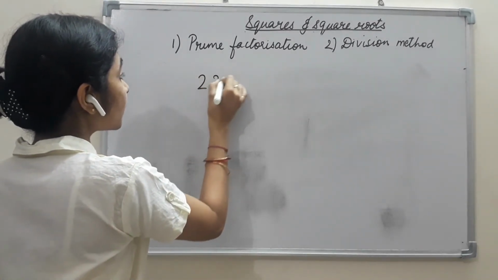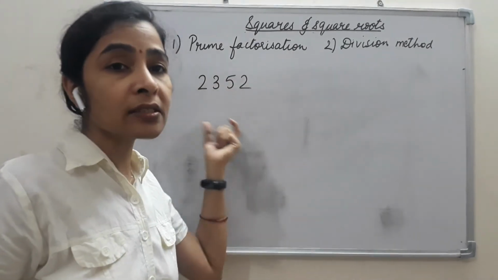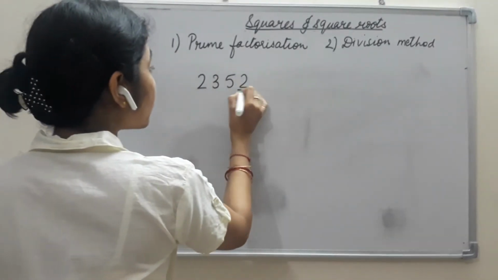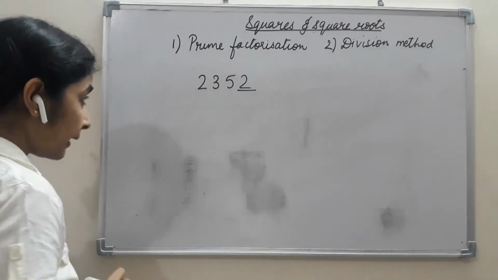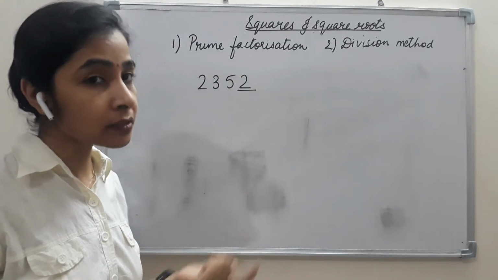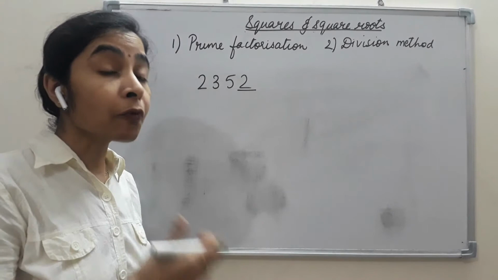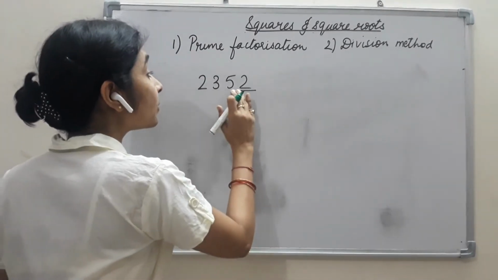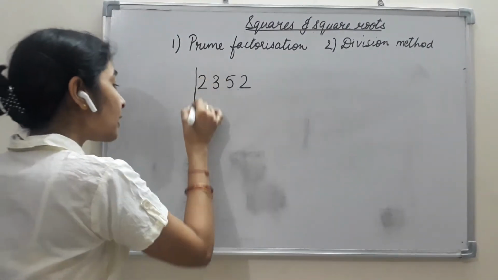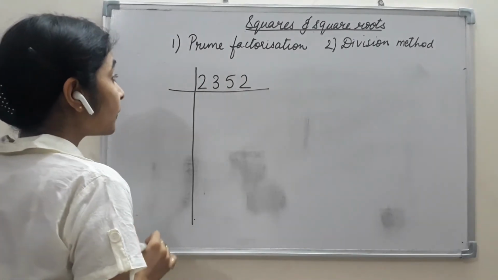2352. We are asked what should be multiplied to this number to make it a perfect square number. We already know that a number having 2 at the end will never be a perfect square number. We have already read this in our previous video. So it is not a perfect square number. What we are asked is what should be multiplied to this number so that it becomes a perfect square. For that again we do the prime factorization. So starting with the prime factorization, what are we supposed to do?